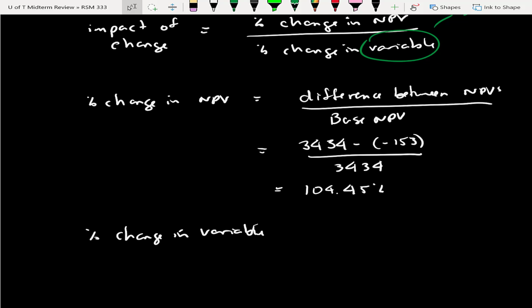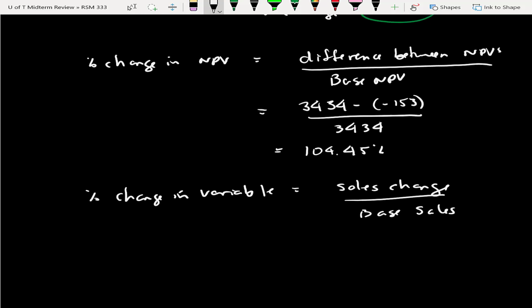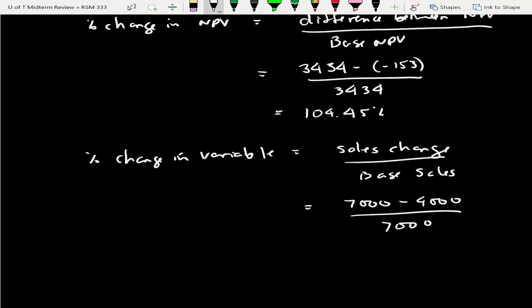Now what's the change in the variable? The variable in this case is sales. Okay, so we started off with sales of, so let me write down sales change divided by base sales. So the sales change went from 7,000 to 4,000 divided by the base, which was a starting point of 7,000. So we had a drop of 42.86% in sales.